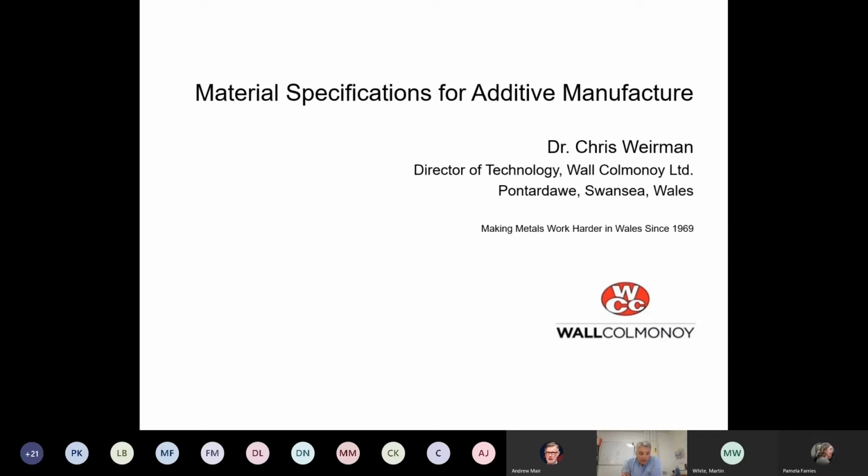Before we move on, a little bit of background. I'm an alumni of Swansea University as well, Martin, so maybe we should catch up at some point on that one. Certainly been with Wall Colmonoy for a year now, so that's my first introduction really into powder atomization and powder manufacture, although I had some experience, obviously based in the materials world, of a long introduction to powder metallurgy. So it's an interesting challenge to come into the manufacturing side of the business.